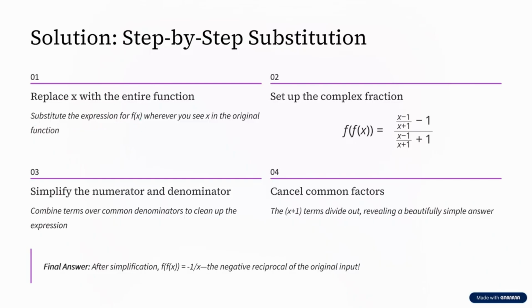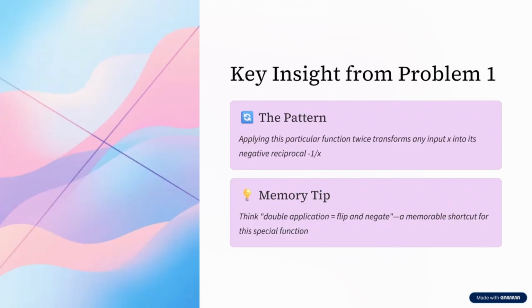Then the next step is to set up the complex fraction, and after that simplify the numerator and denominator and cancel the common terms. That's what I did. So let's go to the next. Here there is a double application. In the problem we did, I can say, the double application.